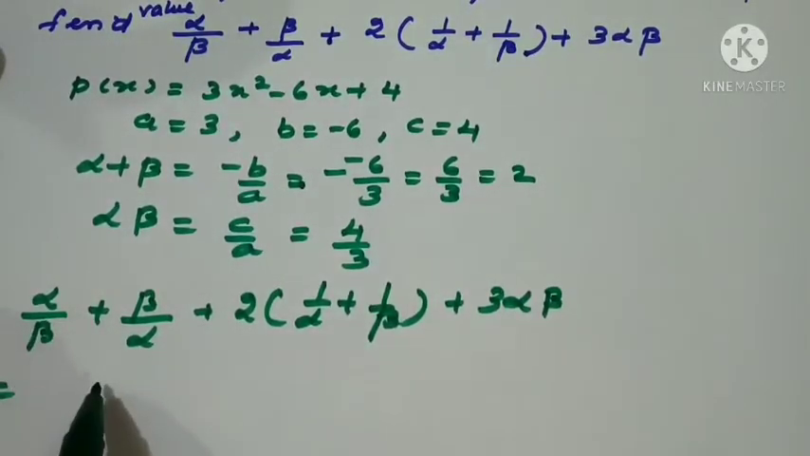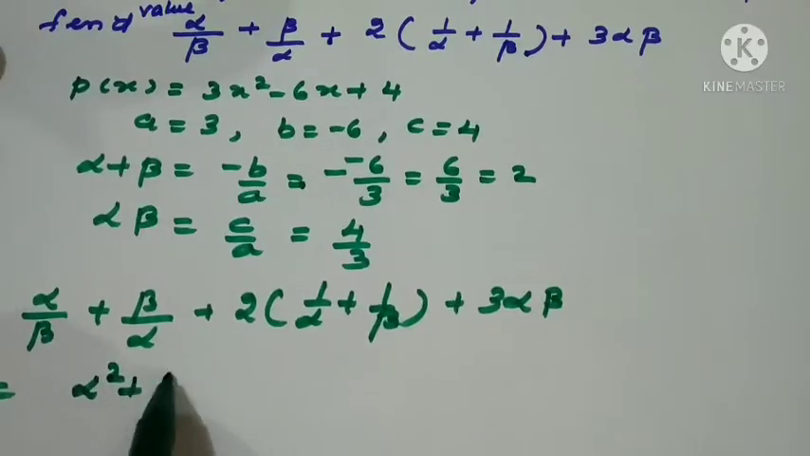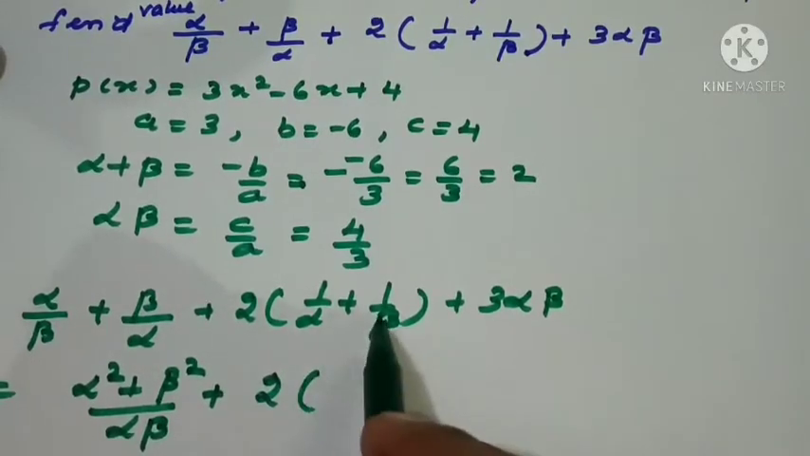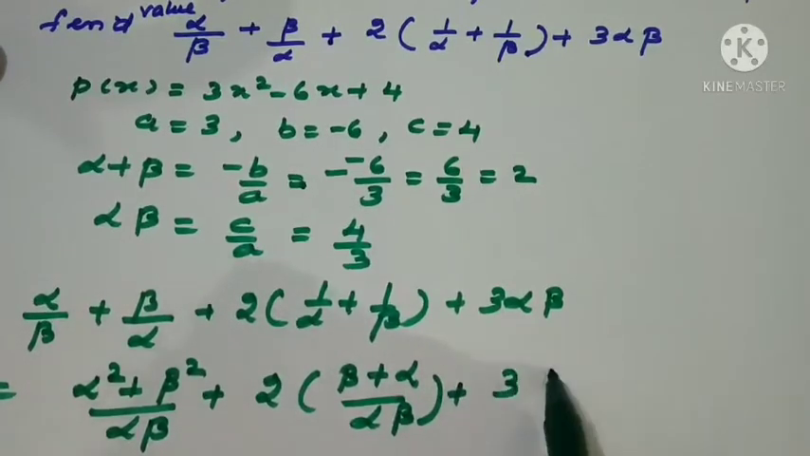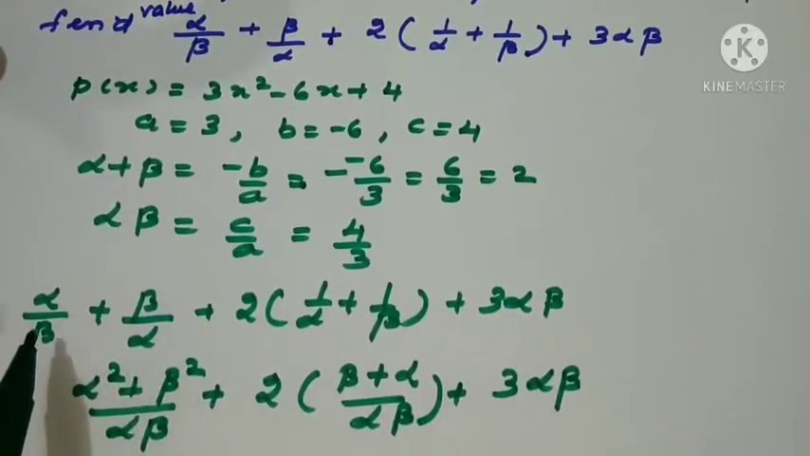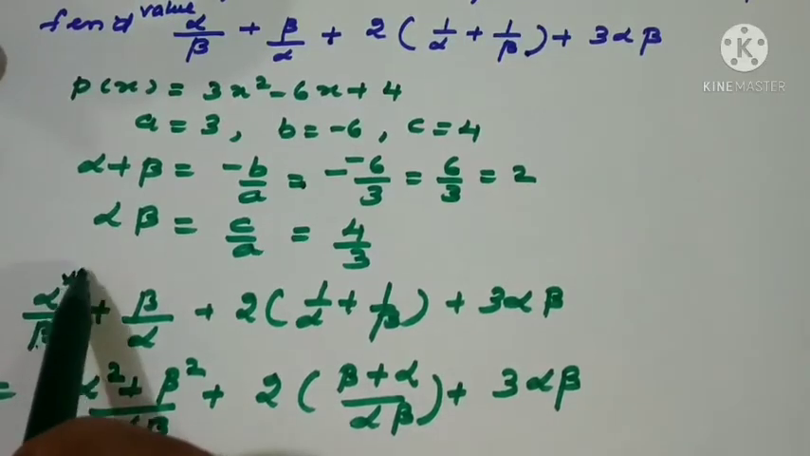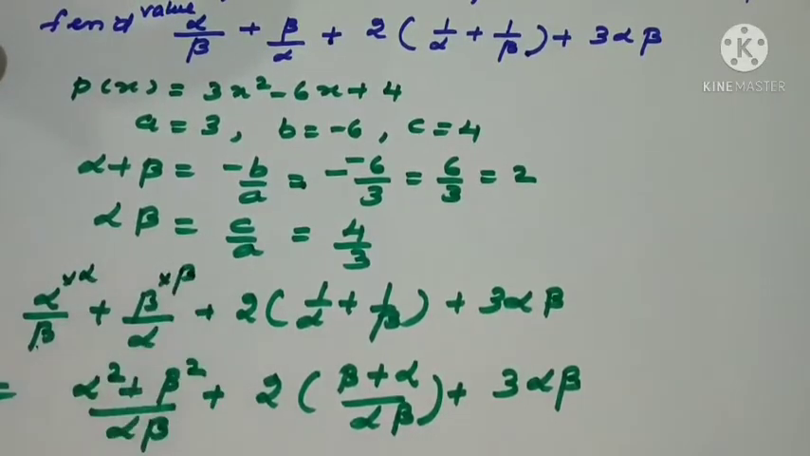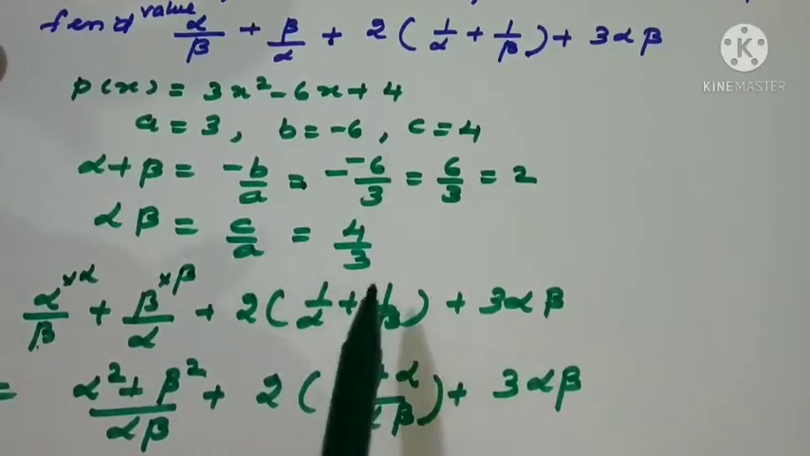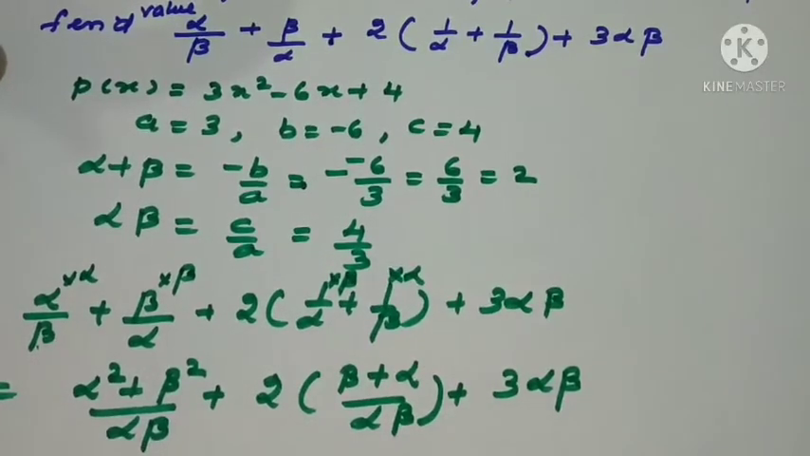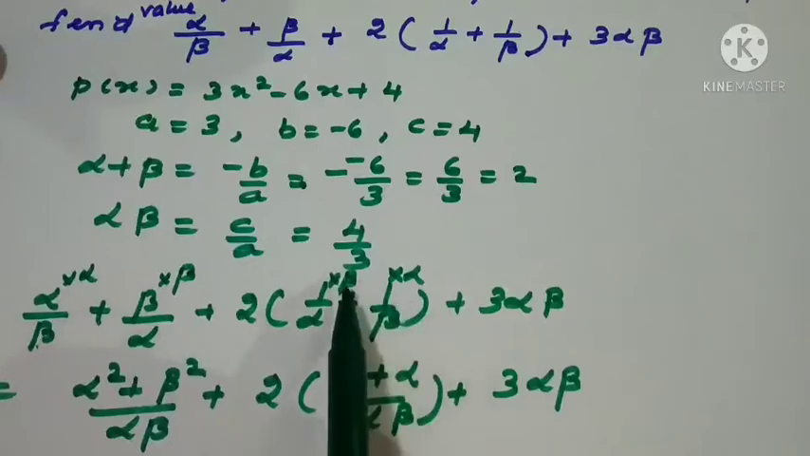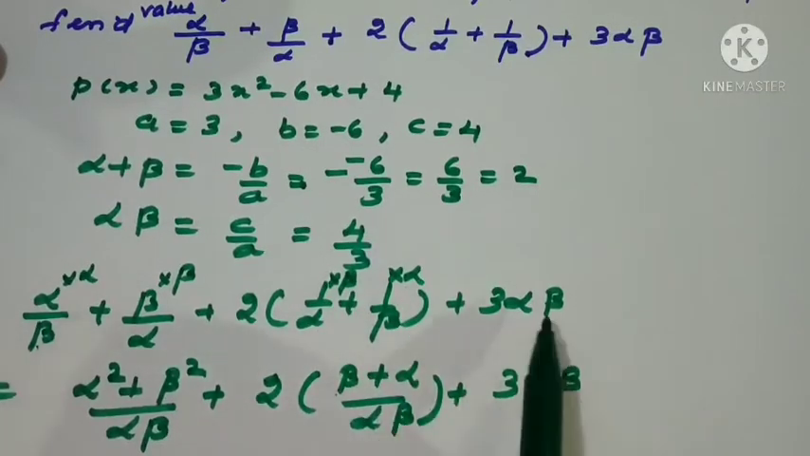So if you take the LCM, alpha square plus beta square by alpha beta plus 2 into beta plus alpha by alpha beta plus 3 alpha beta. Any doubt? See, for alpha by beta and beta by alpha, we are taking the LCM as alpha beta. So here we should multiply with alpha and here with beta. Same way, for 1 by alpha plus 1 by beta, here I should multiply with beta, here with alpha. So what we got: 2 into beta plus alpha by alpha beta, and 3 alpha beta.